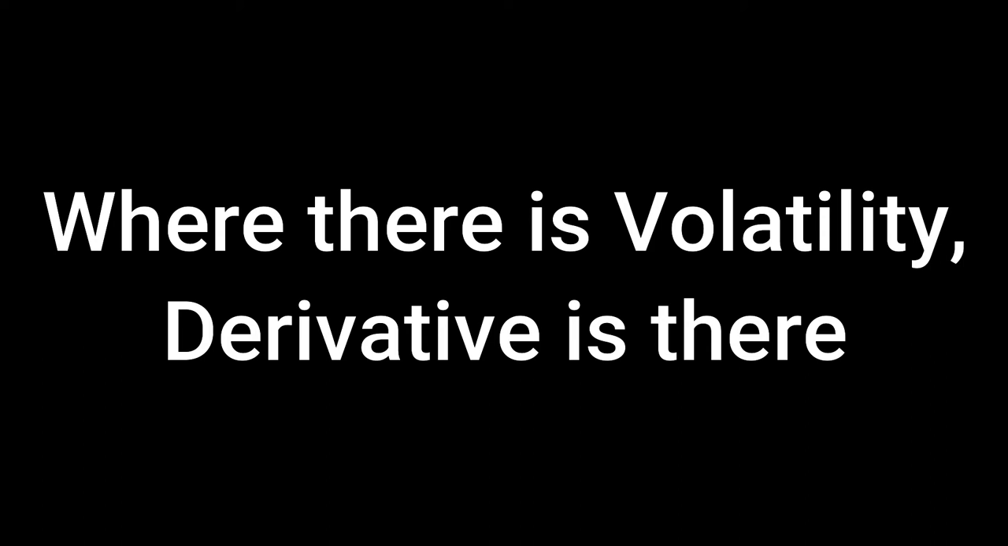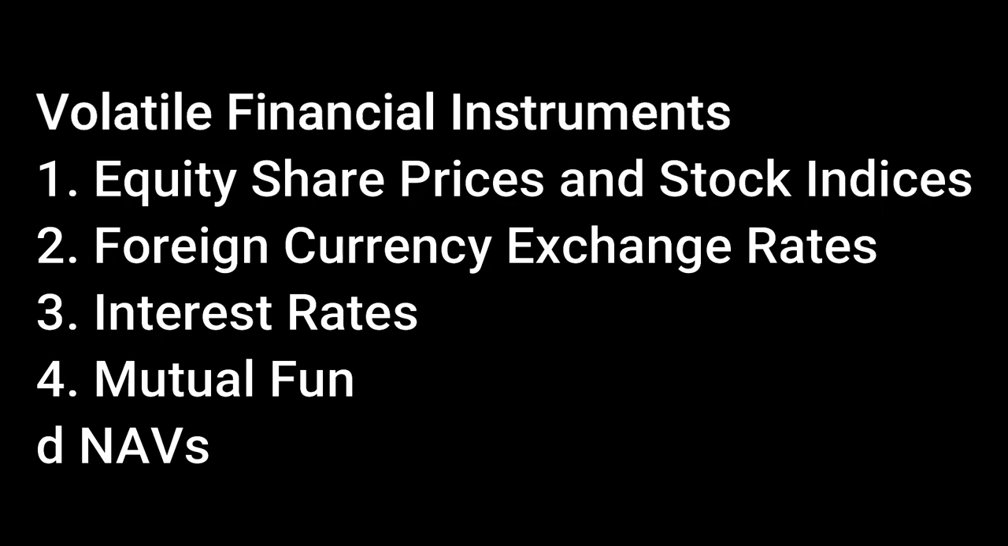Why are equity derivatives and index derivatives or forex derivatives more popular than any other derivative? The reason is they are highly volatile. The forex rate changes every day, within the day also. Equity prices change every day, within the day also. Same is the case with index. So wherever there is volatility, there is a scope for derivative.